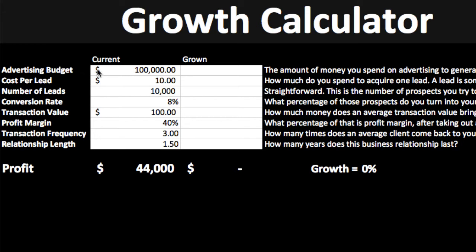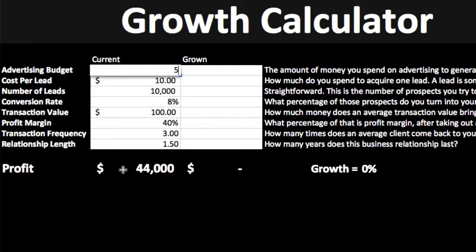So the first thing that you can do here is enter your advertising budget. There are a few things that you're going to enter, and it's going to calculate and tell you what the profit you have is right now with your current company. The advertising budget is the amount of money you spend every year on advertising. Here's the thing though. If you advertise and do not track how many leads you get as a consequence of advertising, then you are practically wasting money on advertising. But as smart marketers and smart business owners, you probably already know that.